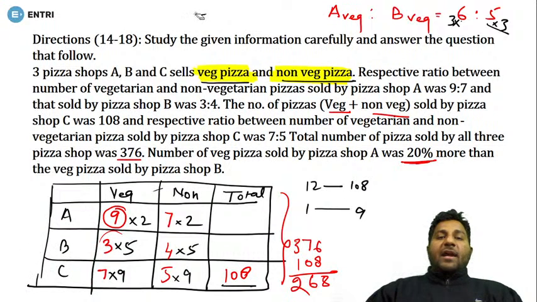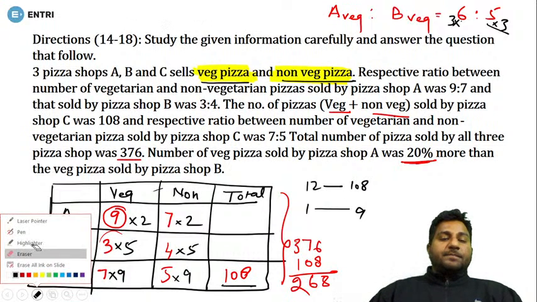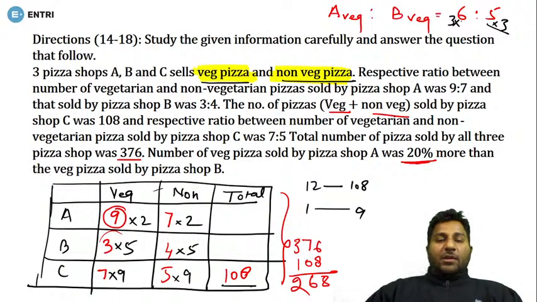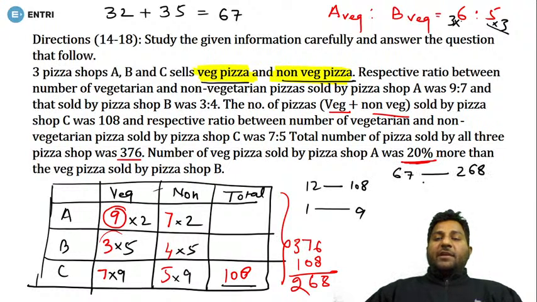Let's erase some of the data because I don't have a place to solve it. Look at this: 9 and 7 is 16, 16 twice is 32. So 32 will be added with 3, and 7 fives are 35. So clearly the 67 ratio must be equal to 268. So 1 ratio equals 4. Let's multiply with each data to get the value.